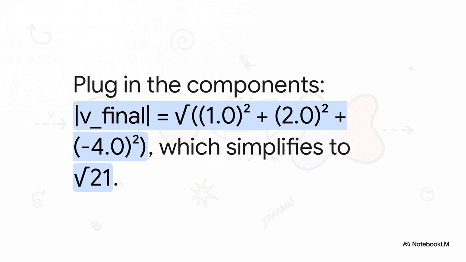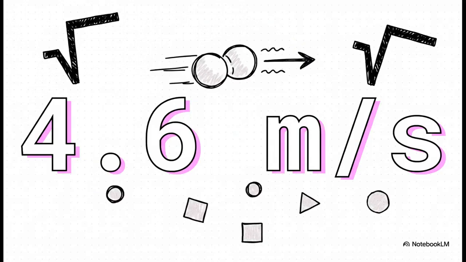So let's plug our components in. We've got 1.0 squared plus 2.0 squared plus negative 4.0 squared. Now be careful here. That negative 4, when you square it, becomes a positive 16. So what we've really got is 1 plus 4 plus 16, which all adds up to 21. And the square root of 21 is about 4.6. So the final speed of our combined particle is 4.6 meters per second. And just like that, we have completely solved the problem.